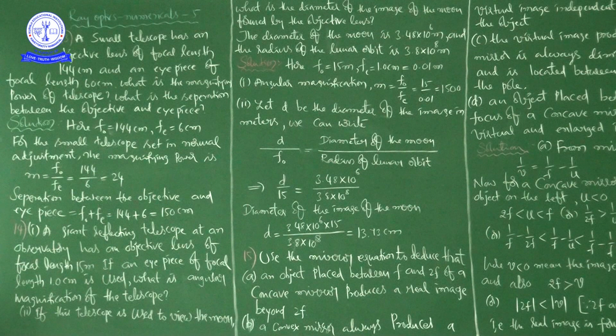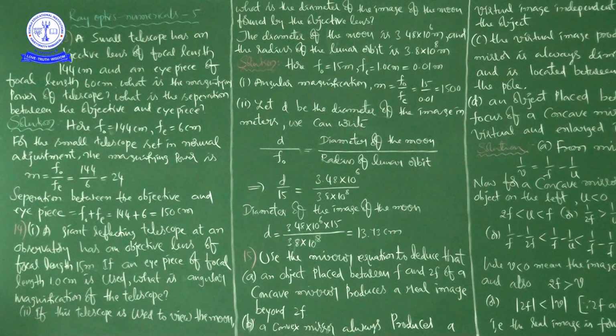There are four things to do here: A, B, C, D. First, A: an object placed between f and 2f of a concave mirror produces a real image beyond 2f. This we have to prove. This we have to deduce.